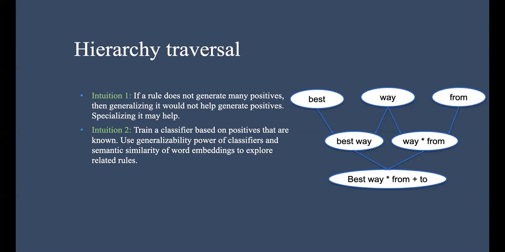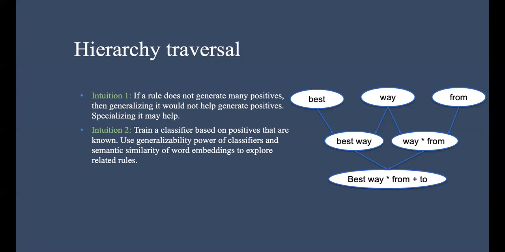The second intuition that we have is that, it's true that we have these rules and connections between them, but one thing we can do is create a classifier using the positive instances that we have so far, and doing some negative sampling to get some negative instances as well. We train a classifier and then see what our estimate is for the confidence in other rules, which may not be directly related to the current rule that we have.